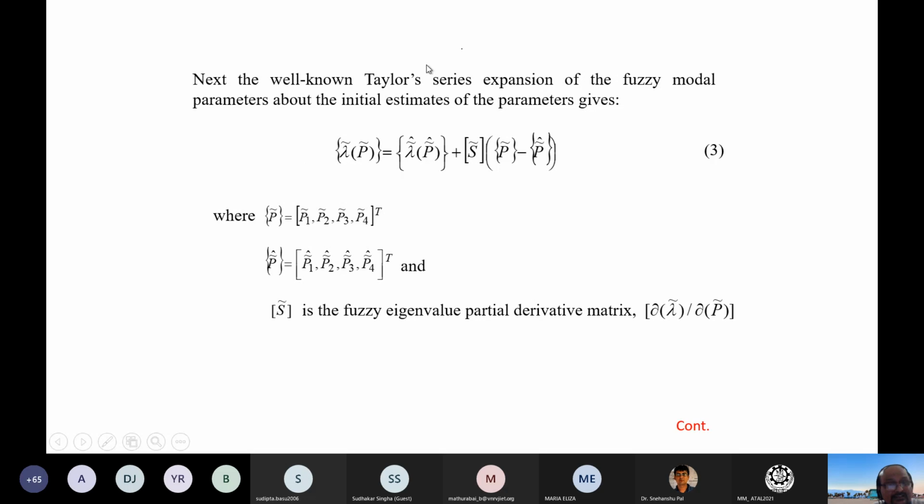So we use the Taylor series here, up to the first term. So lambda tilde of p tilde, which we have to find, is equal to lambda tilde cap of p tilde cap plus s tilde into this subtraction, where p tilde is what you want to know, p tilde cap is the properties from 50 years before, and s tilde is the eigenvalue partial derivative matrix. Using equation 3, we will actually find it.